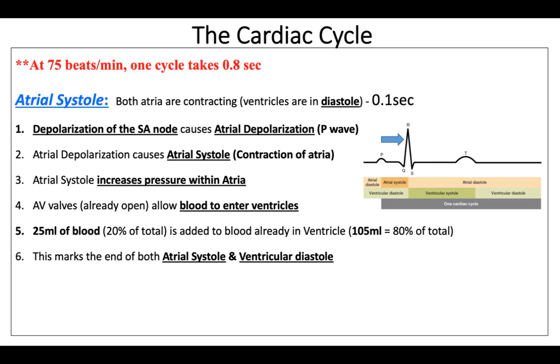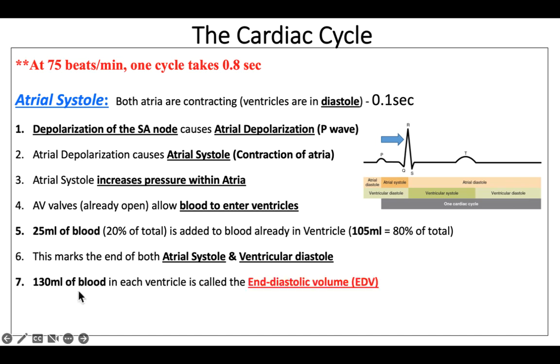in each ventricle. That 130 milliliters at the end of atrial systole, at the end of ventricular diastole, right? Notice where we are. We're right here. So we are at the end of atrial systole, but also at the end of ventricular diastole. So the ventricles are done being relaxed at this moment. The atria are done contracting. The volume that's in that ventricle, the 130, has a name. It's called end diastolic volume.